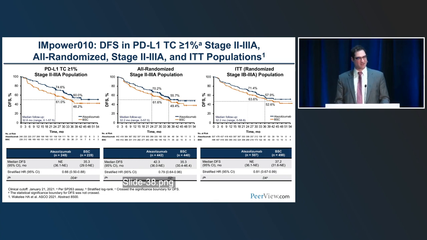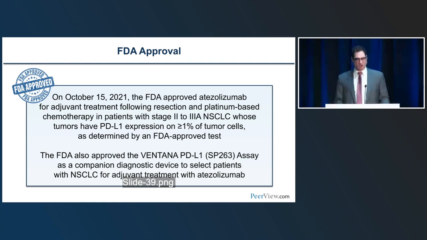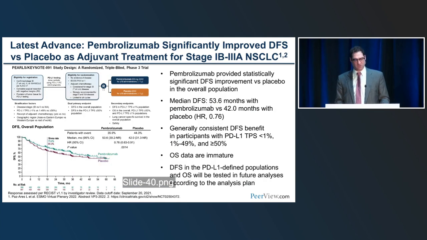So based upon this data, atezolizumab was approved after chemotherapy and resection for stage 2 to 3A non-small cell lung cancer, PD-L1 positive 1% or more. This was with the Ventana PD-L1 SP263 assay as a companion diagnostic. And on October 15th, it was approved for adjuvant treatment after platinum-based chemo for stage 2 to 3A whose tumors have PD-L1 expression of 1% or more of tumor cells as determined by an FDA-approved test. So that was another significant advance. So now we have approvals both in the neoadjuvant setting and in the adjuvant setting.